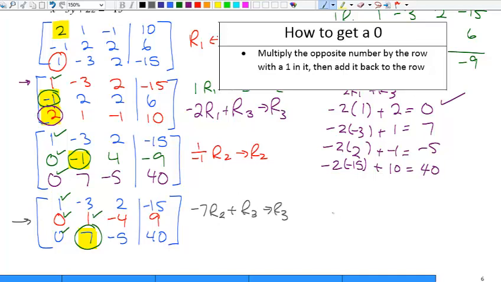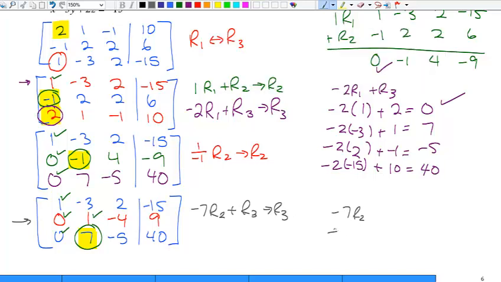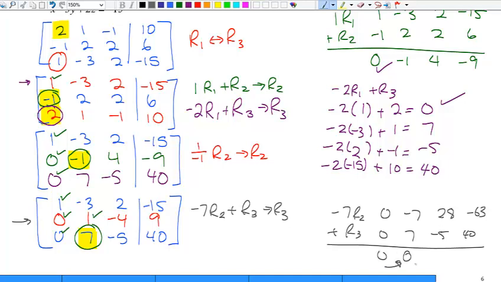This is the one where you have to do a little bit of work on the side of your paper, either vertically like I'm doing now or horizontally, either one. I'm going to take -7 times row 2, that's 0, -7, 28, and -7 times 9 is -63, and add it to 0, 7, -5, 40, which gets me 0. That 0 should be no big surprise. We were hoping that was going to happen.